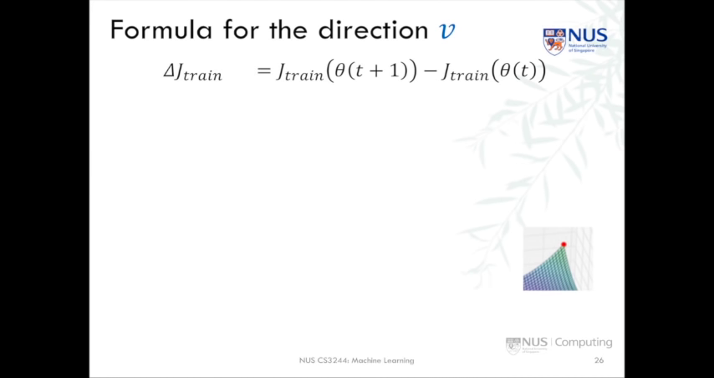We'd like to pick a direction that's going to maximize the utility that we get from taking that single step. In other words, the step that allows us to go down the most. To calculate this delta, we just simply take a look at the cost function before and after we've taken the step.